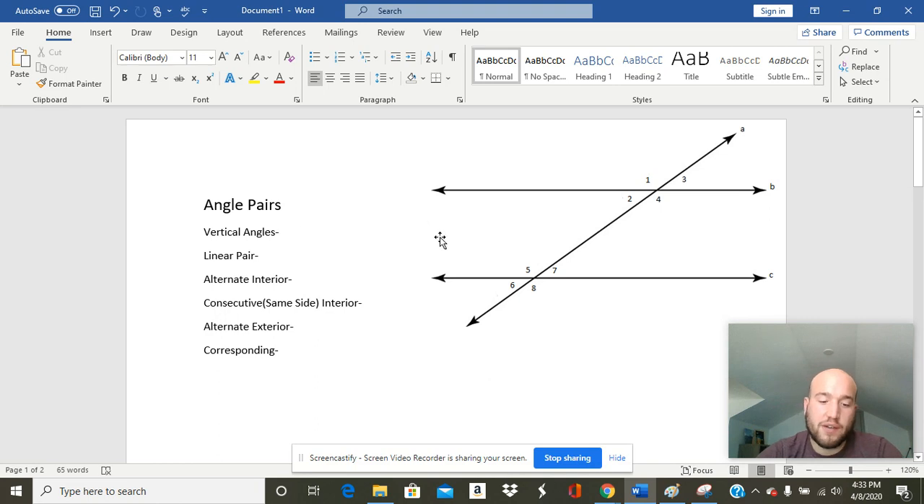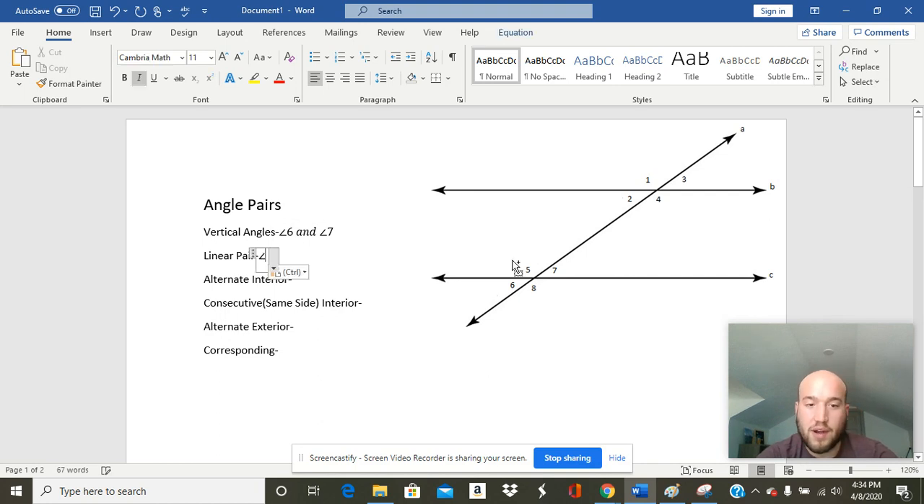But vertical angles, we're just choosing one example. So angle 6 and angle, hopefully you can guess, 7. You see how they are across from each other. They have that X formed. Okay, we know vertical angles, I hope you remember, are congruent. So that'd be an example of vertical angles here.